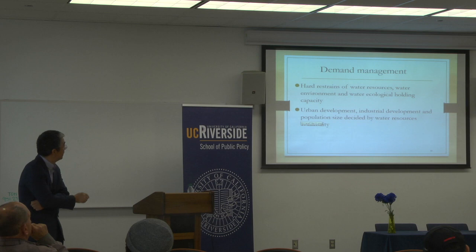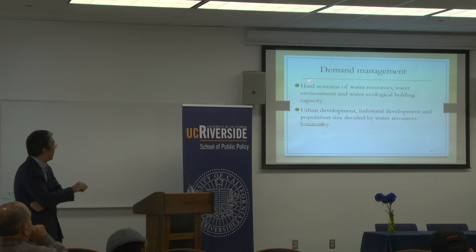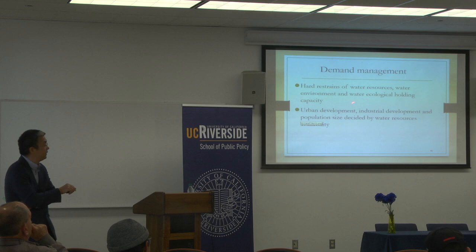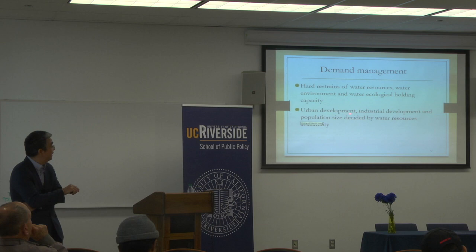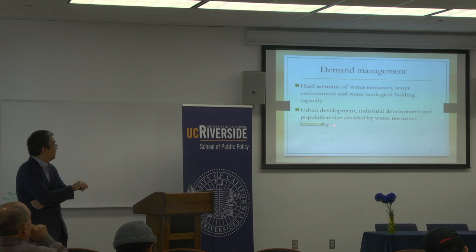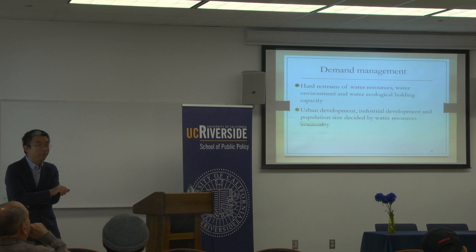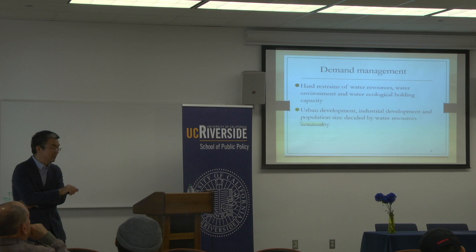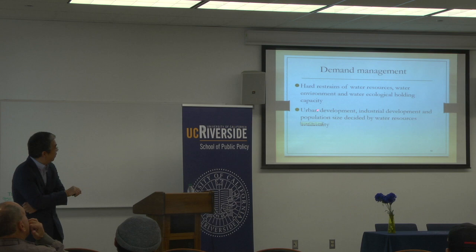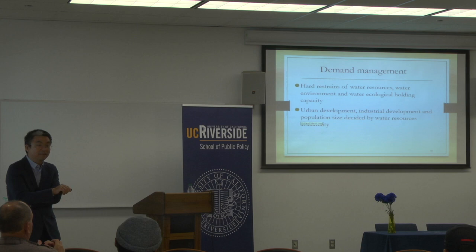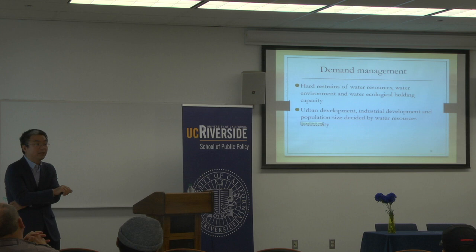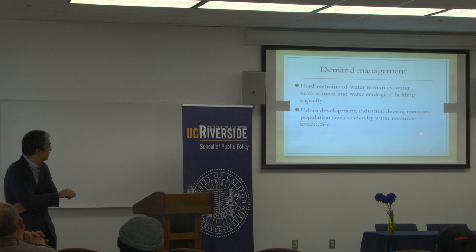Then, demand management, the hard constraint of water resource, water environmental, and water ecological carrying capacity. More focus is on urban development, industrial development, and population size being decided by water resource availability. So that's my main concern about California: how can you limit your population? You cannot use government orders to do something. In China, for some megacities like Beijing, there is a control of the population in the central area, then development of satellite towns and cities around Beijing because of water resource availability.